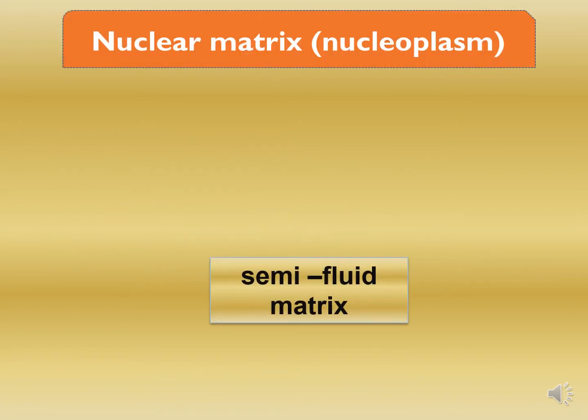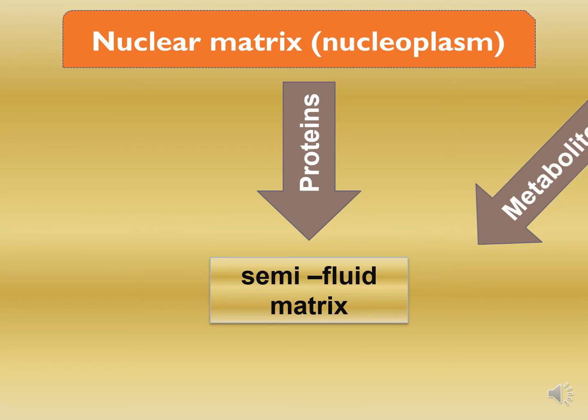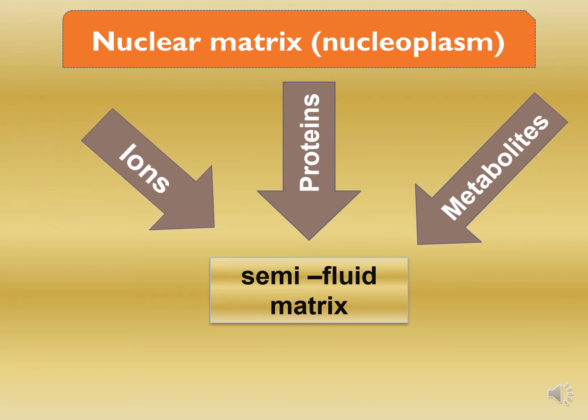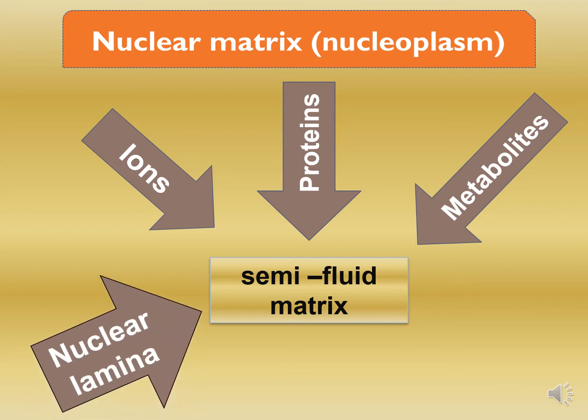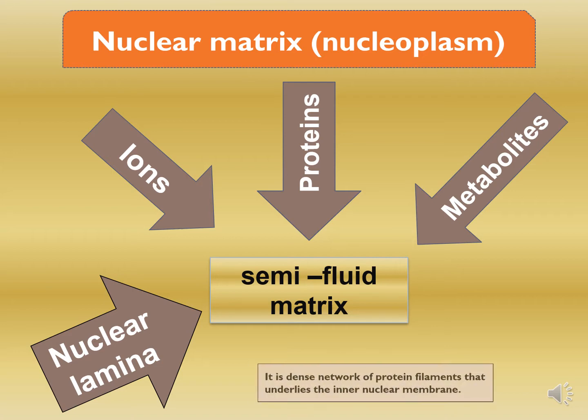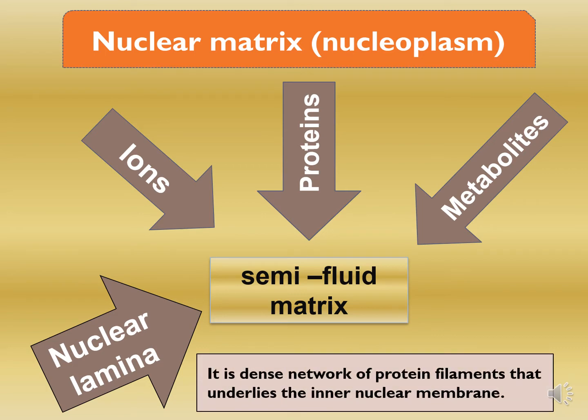The nuclear matrix, also called nucleoplasm, is a semi-fluid matrix that fills the space between chromatin and nucleolus within the nucleus. It is composed mainly of proteins, metabolites, and ions. In addition to this component, the nuclear matrix is composed of nuclear lamina of the nuclear envelope, which is now considered as a part of the nuclear matrix. The nuclear lamina is a dense network of protein filaments that underlies the inner nuclear membrane.